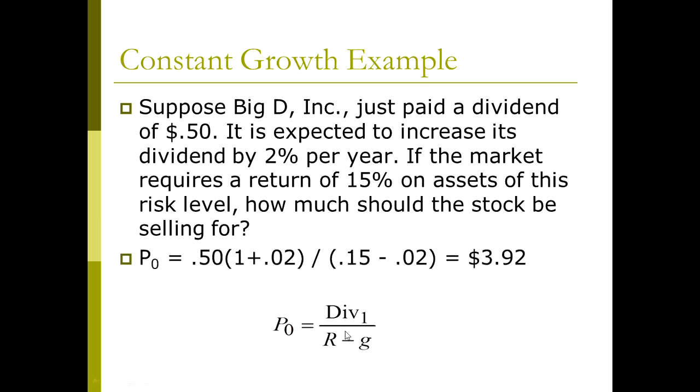Plug in our formula. We know 50 cents is D0, so D1 is 50 cents times 1 plus 2% growth rate, divided by R, 15%, minus the growth rate, 2%. So the stock should be trading at $3.92.